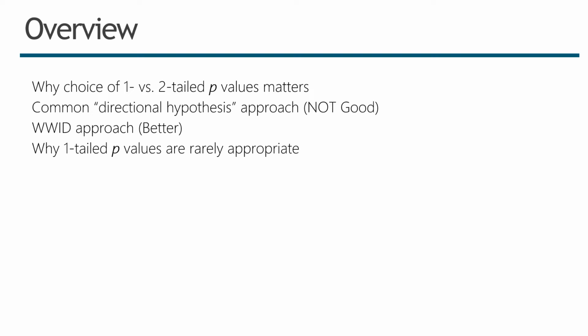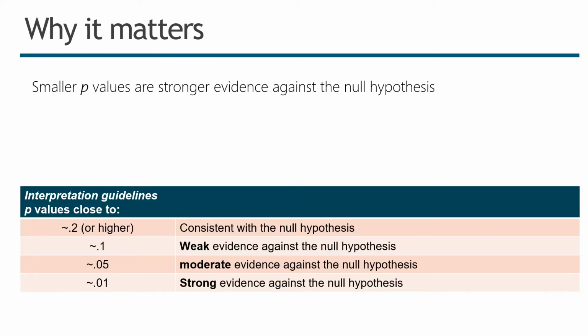Then I'll describe what might be called a "what would I do" approach, and I'll argue that that's better. And throughout the video, I'll try and explain why a one-tailed p-value is rarely appropriate in most research situations. In a previous video, I described how to interpret p-values. Generally speaking, a smaller p-value is stronger evidence against the null hypothesis.